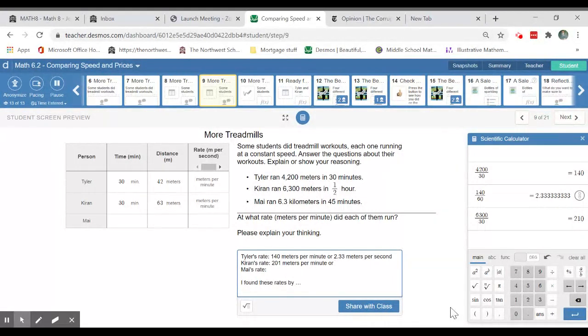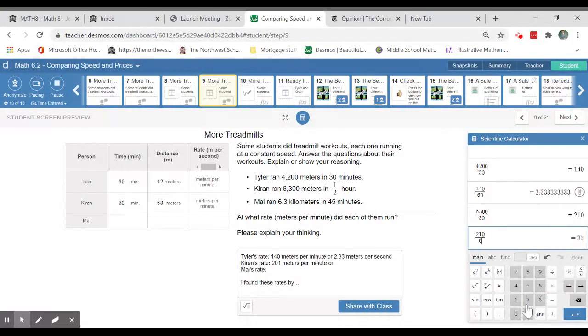And then if I take that number, 210 meters in 1 minute, and divide it by 60 to find meters per second, that's 3.5 meters per second. So again, if you got 3.5 meters per second, that is the same speed. So that would be a correct answer.